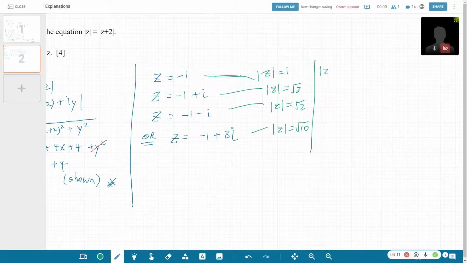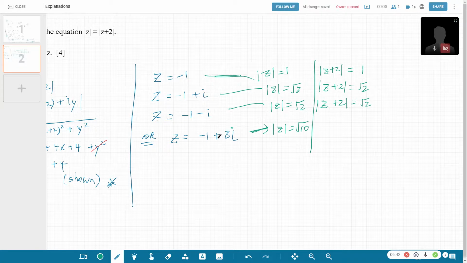How about mod z plus 2? For the first one, -1 plus 2 is going to be 1, so it's also going to be 1. For this case, it's going to be 1 plus i, also root 2. 1 minus i is also going to be root 2. So -1 plus i and -1 minus i are not a very good way to check your answer. That's why I use -1 plus 3i to check.